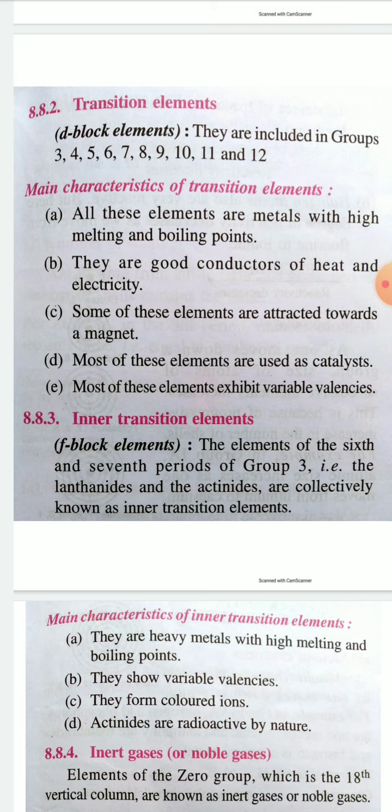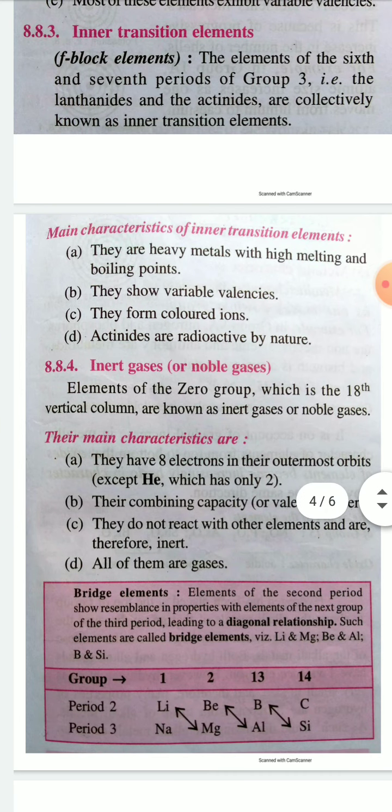Now the next type of elements are inner transition elements, that is f block elements. Actinides and lanthanides are inner transition elements. So elements of the 6th and 7th period of group 3, that is lanthanides and actinides, are collectively known as inner transition elements. Lanthanide and actinide elements are present in the 6th and 7th period of group 3. Okay, you have to remember.